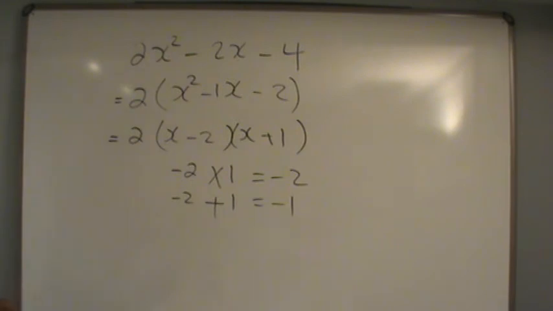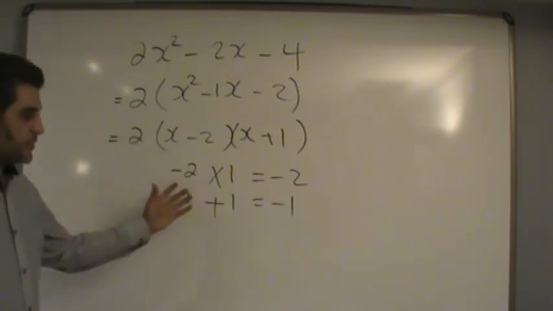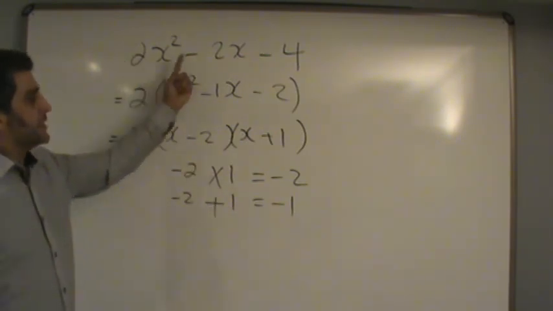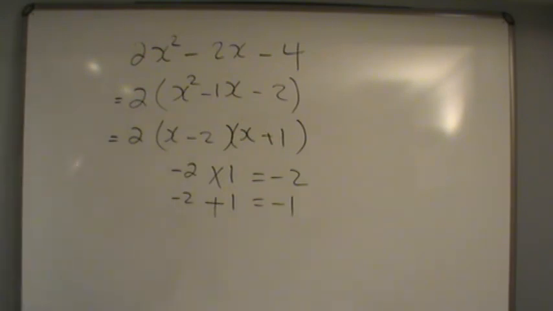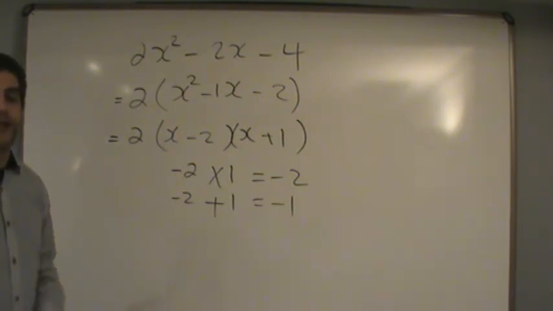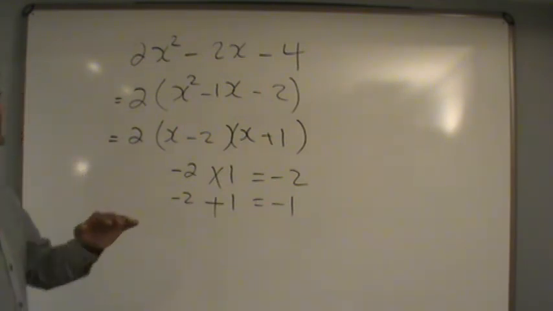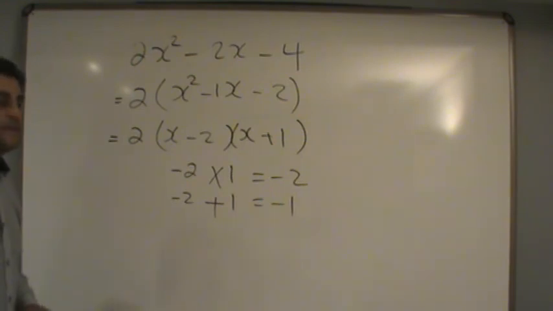How would you check your solution again? By expanding the brackets. Once you expand the two brackets and then multiply everything by 2 and collect like terms, you should get back to the original equation. And remember why we're factoring: in order to find the x-intercepts, the zeros of quadratic relations, where the curve, the parabola, crosses the x-axis. So that's why we're factoring quadratic relations.